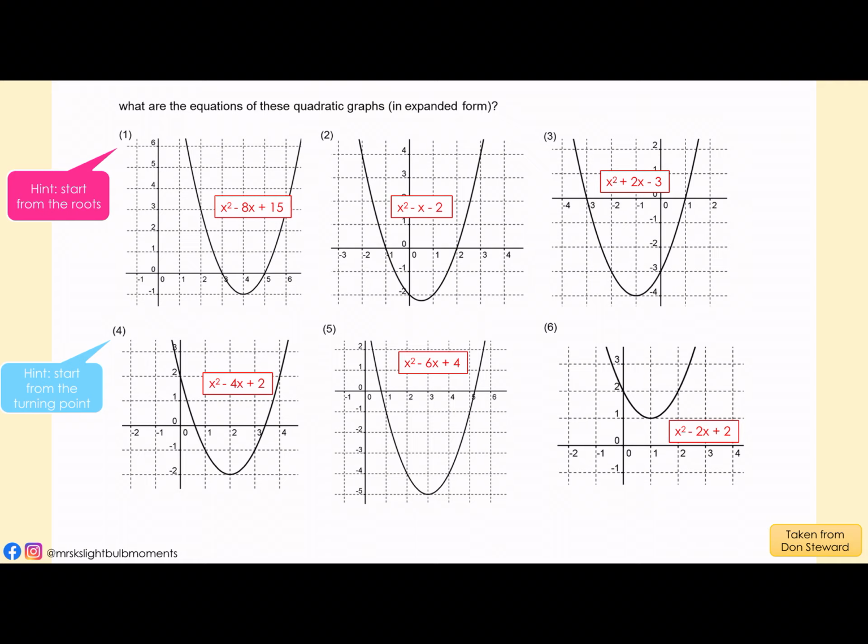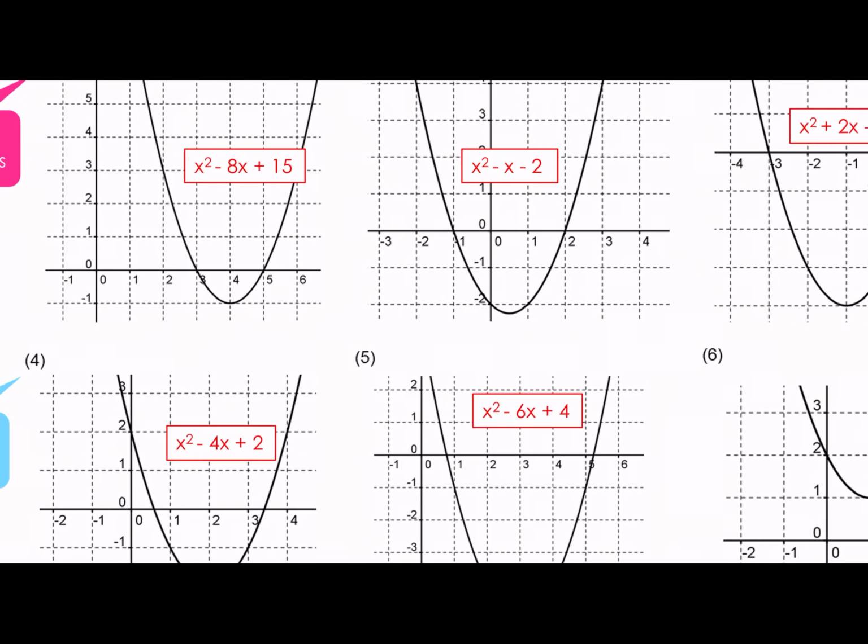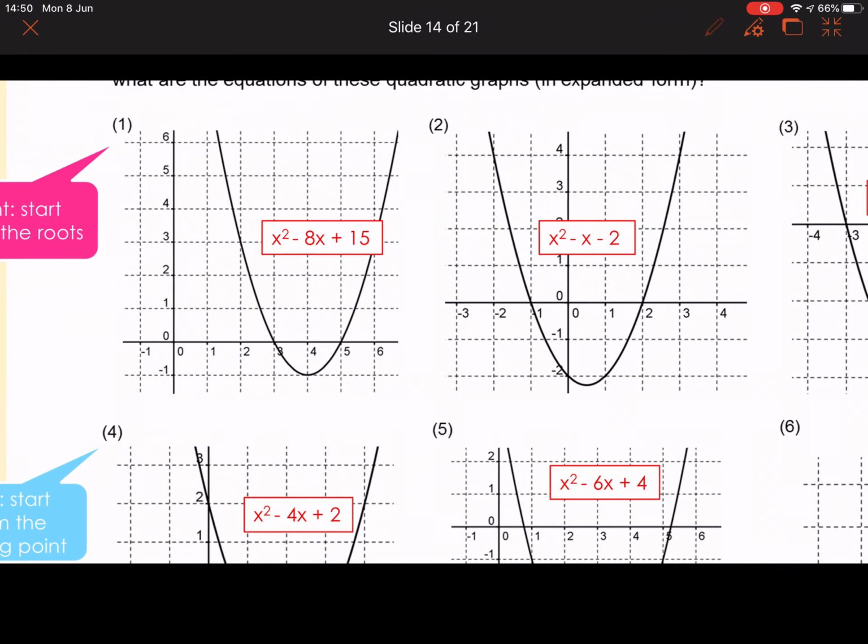So those are your equations we should have had. For question 1, it's x squared minus 8x plus 15. And question 4, x squared minus 4x plus 2. I'm just going to go through those two and check you're happy with how we get it.